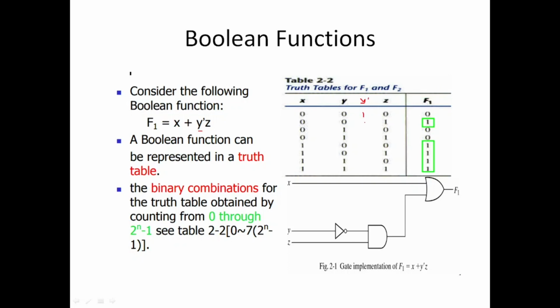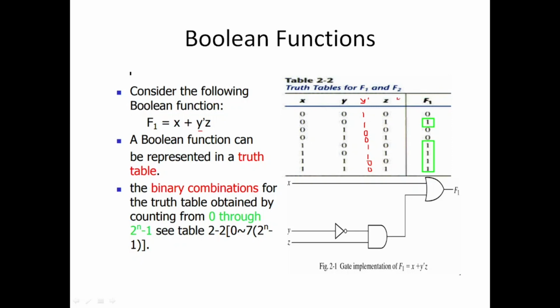It is 1, 1, 0, 0, and 1, 1, 0, 0. So this is y dash. Then we have to perform the AND operation with y dash and z.